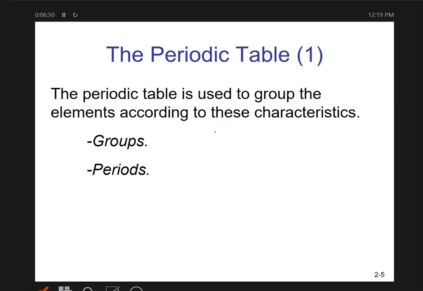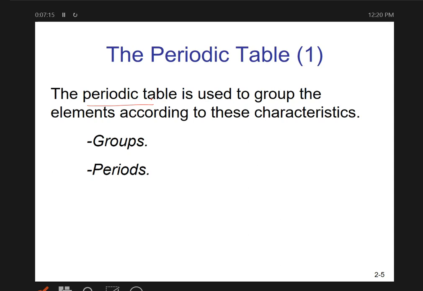That means they are periodical. They reoccur after a certain interval, and it depends on how you've arranged it. So one of the scientists, you don't need to know his name, arranged the known elements according to their increasing atomic number.